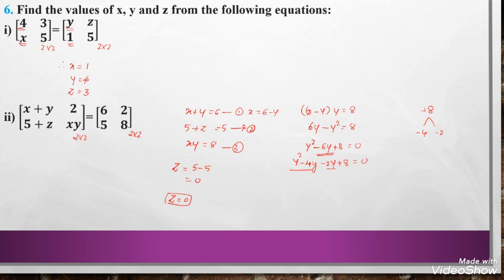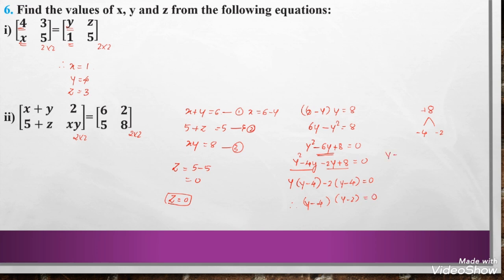Make a group of these two terms. Take y on common, y minus 4. Again here also take minus as a common, that is minus 2. Then y minus 4 is equal to 0. Now, these two are the common terms, taking as a common y minus 4, y minus 2. Both values are equal to 0.